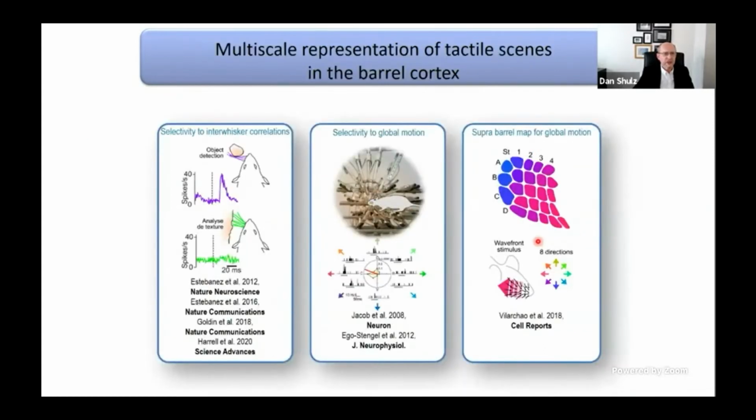So as a sum up of the first part of my talk, I just show you that barrel cortex neurons respond to a wide repertoire of whisker movement features. I didn't really show you, but they respond to selectivity to inter-whisker correlations such that when the animal contacts an object or detects an object with all the whiskers, there is a strong response in the barrel cortex. And I also show you that these neurons code for high order multi-whisker information, and that there is a suprabarrel map for these global motions.